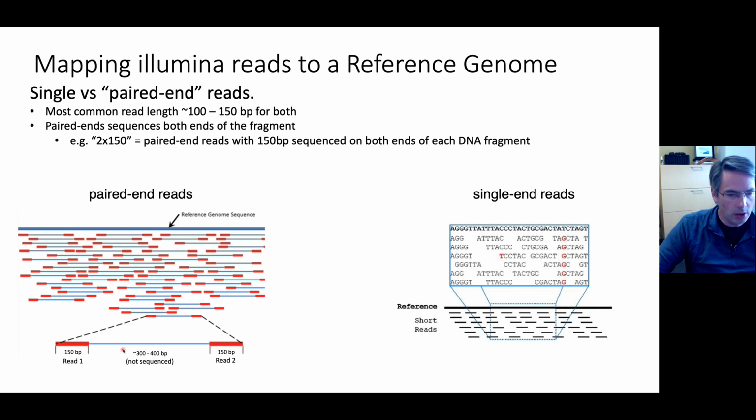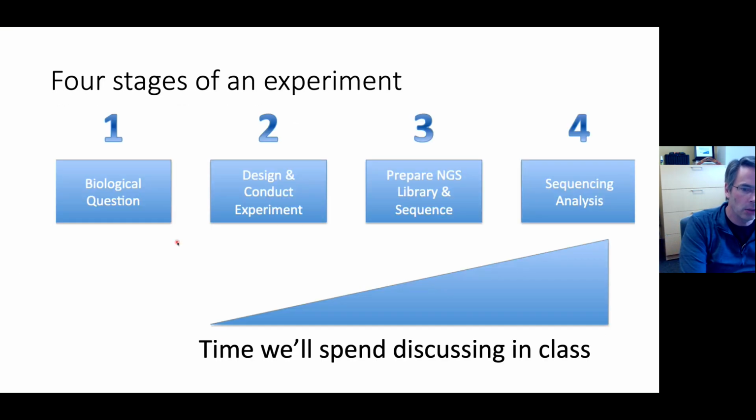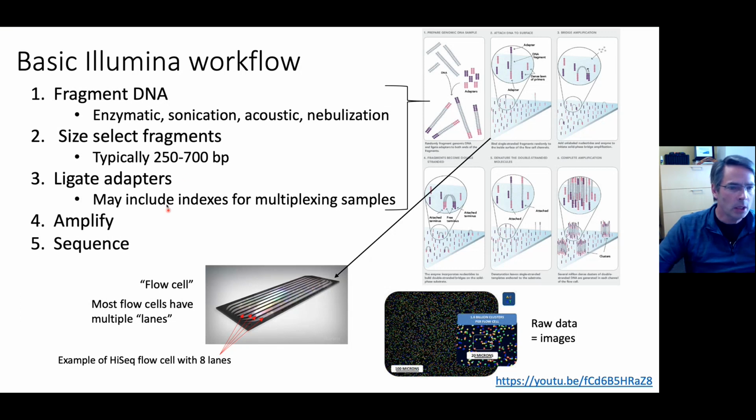Now, if you can make a window that tight, you've got a lot of information. But if your size selection window ranges anywhere from 0 to 400, now read 1 and read 2 could have more variation, and so there's less information in where that might map uniquely. Okay, so ideally when you do size selection, you're looking for tight windows.